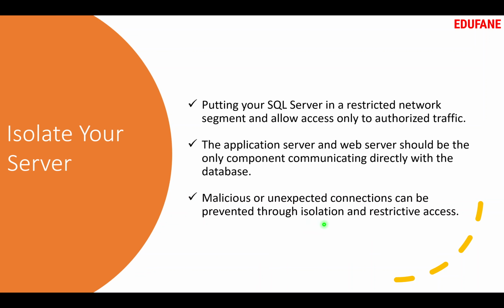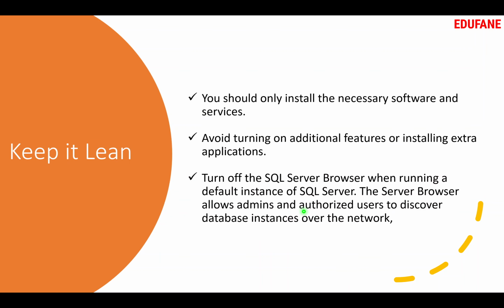Malicious or unexpected connections can be prevented through isolation and restrictive access, right? So you should restrict malicious or unexpected connections. Okay, so these three things you can do to put your server into isolation. It's very important.